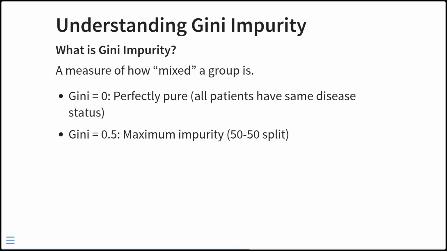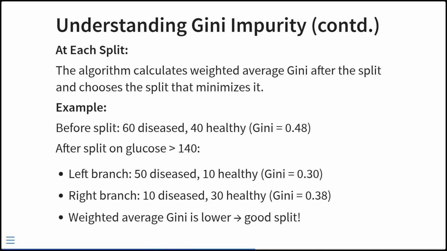For example, if we have the outcome of diabetes and everybody is diabetic, the Gini impurity is 0. But if we have it mixed, diabetes and not diabetes, with a 50-50 split, the Gini impurity is going to be 0.5. So the Gini impurity basically measures how mixed a group is. Using the Gini impurity at each split, the algorithm calculates the weighted average Gini after the split and chooses the split that minimizes it.